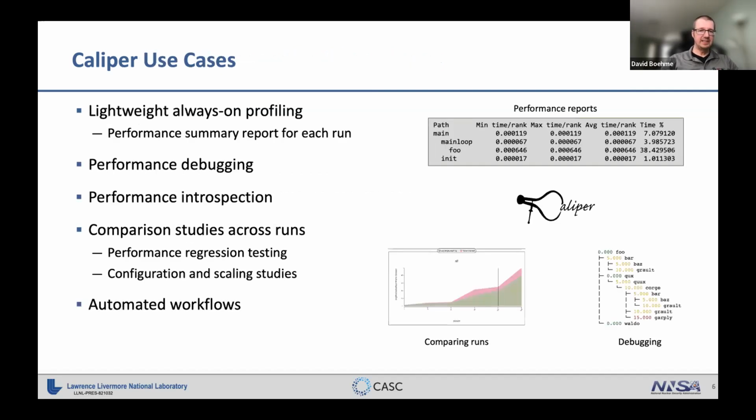Typical Caliper use cases include lightweight always-on profiling. You can just print a summary report for each run that you have. You can use it for a lot of performance debugging tasks, so you can use it to drill down and find performance bottlenecks. You can also use it for performance introspection, so you can actually query performance at runtime from within the program. It's not something we use much, but it's something that you can do. An important use case for us are comparison studies across runs. That includes, for example, the performance regression testing use case or also things like scaling studies. And Caliper is very useful for this purpose because it can automatically record program metadata, and it is easy to automate, and that's what we're focusing on in this tutorial.